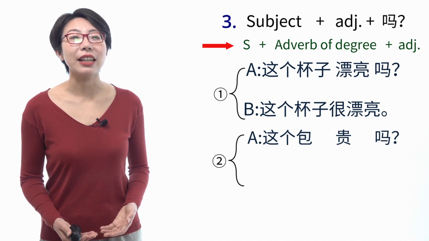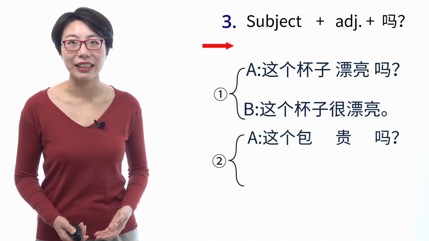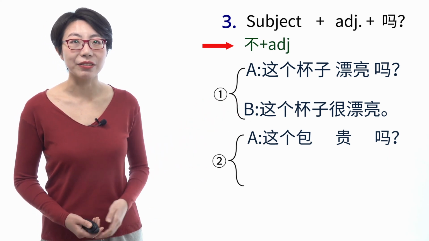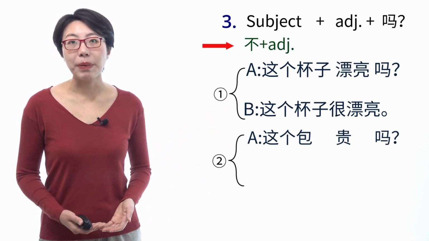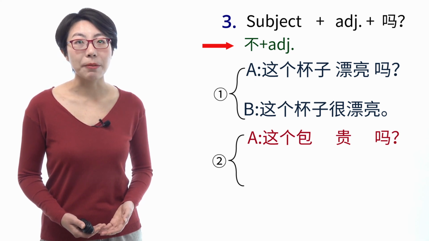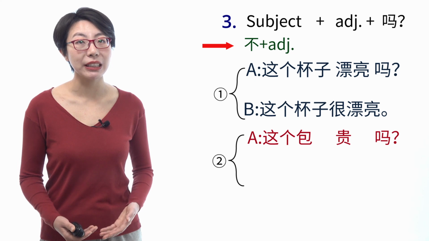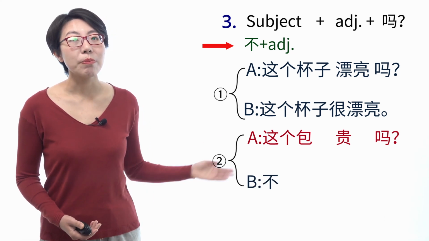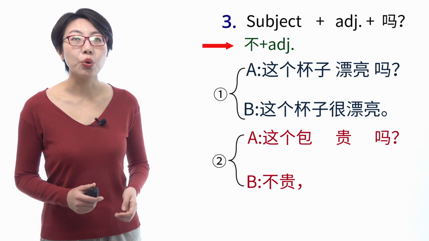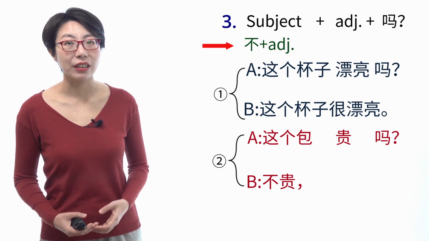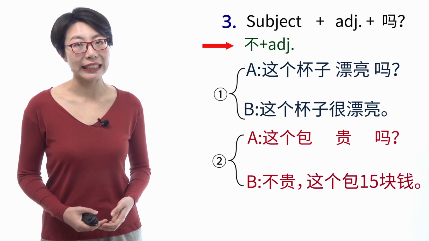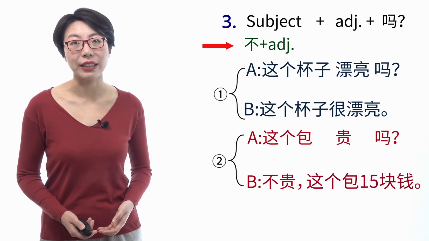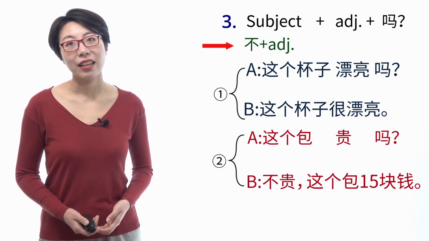The negative answer to this kind of question, the adjectival question, is 不 plus adjective. So, 这个包贵吗? Is this bag expensive? No. 不贵, not expensive. 这个包十五块钱, it costs 15 yuan. Pay attention. It's very common to omit the subject in the answers since we both know what we are talking about.